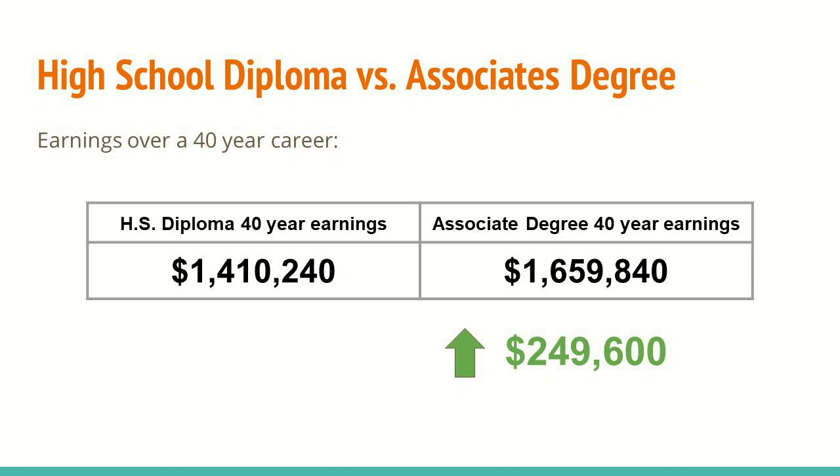$250,000. I also did this number comparing somebody with a high school diploma and somebody with a bachelor's degree, somebody with a 4-year degree. When we take their earnings and stretch them out over a 40-year career, somebody with a bachelor's degree makes almost $1 million more than somebody with a high school diploma. $950,000 more over a 40-year career. So as you're thinking about how much money you're putting towards your education, you also want to consider how much that's going to increase your earning power over your lifetime.